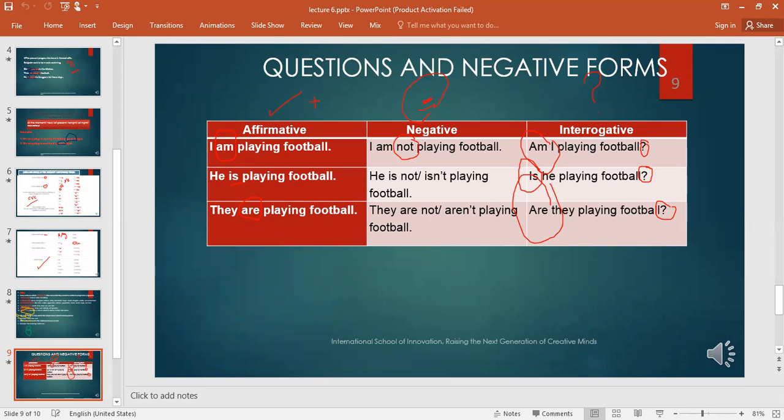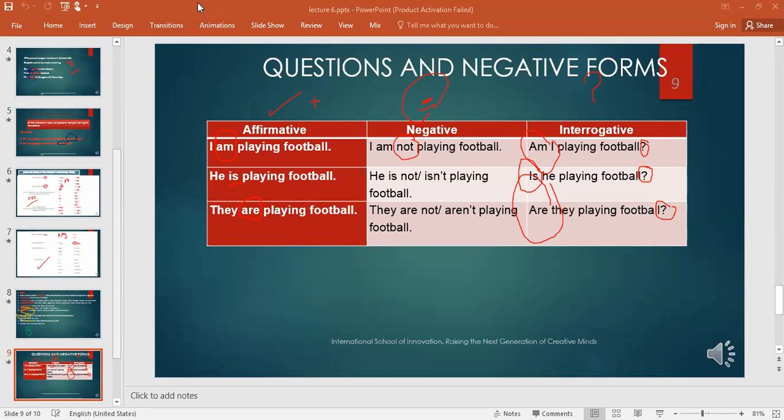So not is always used to make the sentence negative or the opposite of the sentence. And in the present progressive tense, the interrogative form is always started with the helping verb. If the helping verb is am, you start your question with am. If the helping verb is is, you start the question with is. If the helping verb is are, you start your question with are. So this is a rule in the progressive tense, okay?